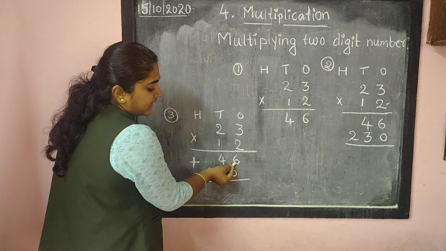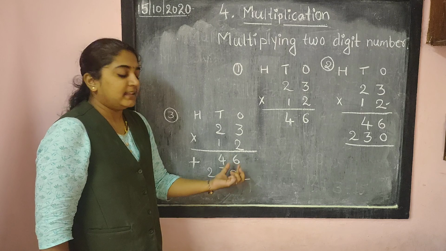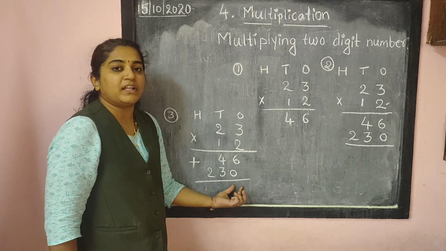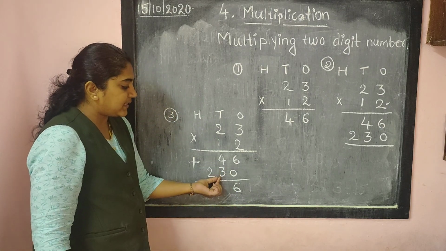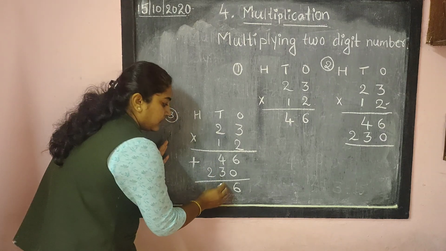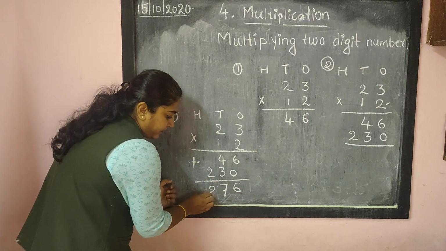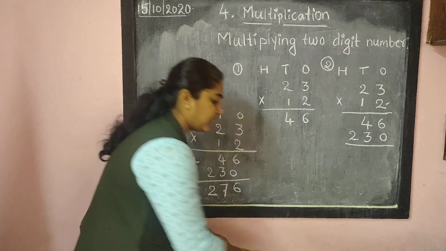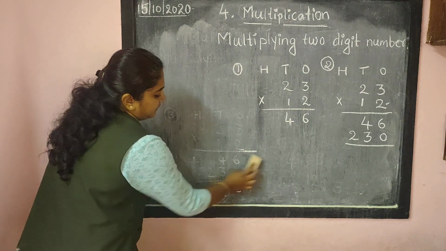That is 6 plus 0. Any number, if we add 0 to it, the answer is the number itself. This is a property of addition. 6 plus 0 is 6. And what is 4 plus 3? 4, 5, 6, 7. And 2, nothing is mentioned, so 2. What is the answer? 276. See, we can do this at once in only one step. I will show you now.